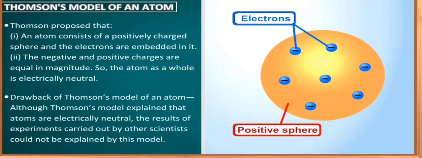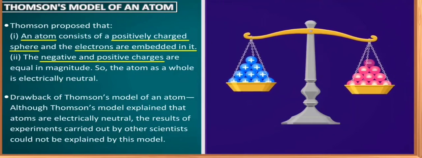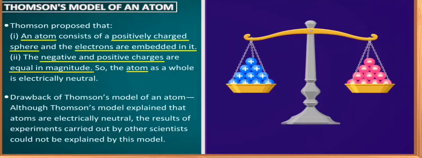So Thomson proposed two things. First, an atom consists of a positively charged sphere and electrons are embedded in it. Second, he proposed that the negative and positive charges are equal in magnitude. So the atom as a whole is electrically neutral. This is because the number of positive and negative charges are equal. They cancel out each other and thus the atom becomes electrically neutral.